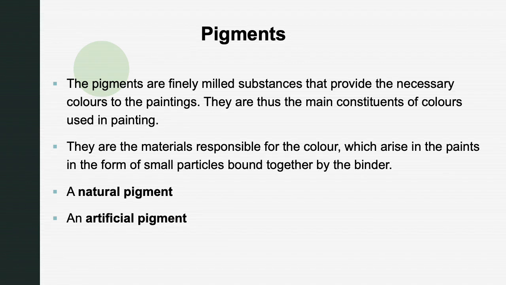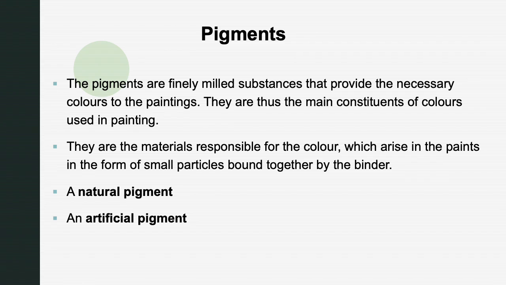What is pigment? Pigments are finely ground substances that provide the necessary colors to the painting. They are thus the main constituents of colors used in painting. They are the materials responsible for the color, which arise in the paints in the form of small particles bound together by the binder. There are two types of pigments: natural pigments and artificial pigments.